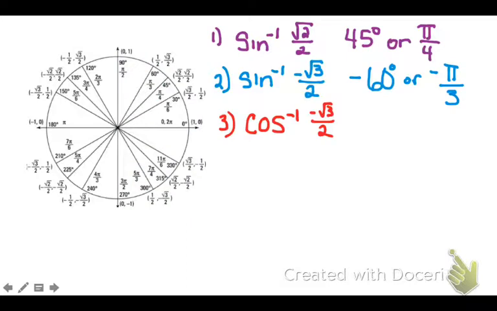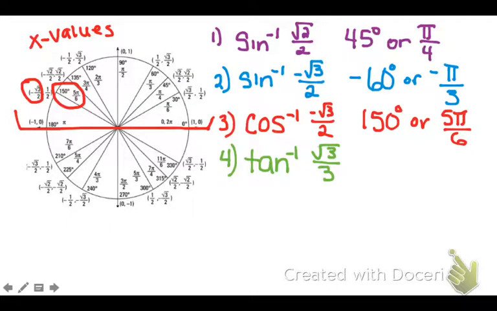Our next one is arc cosine of negative square root 3 over 2. If we remember from our previous slide, our answers are going to be between 0 and 180 degrees. Also, because we're dealing with cosine, we're looking at the x values this time. So we're looking at x values, negative square root 3 over 2. Here it is. So here's my degree and radian answer.